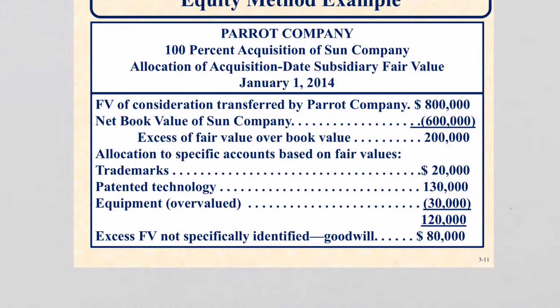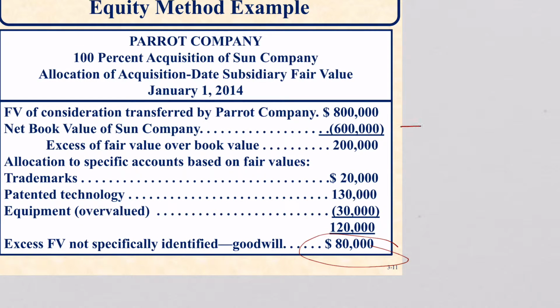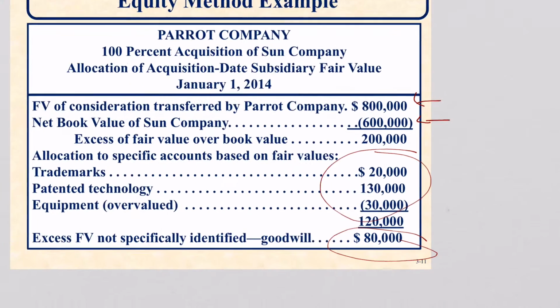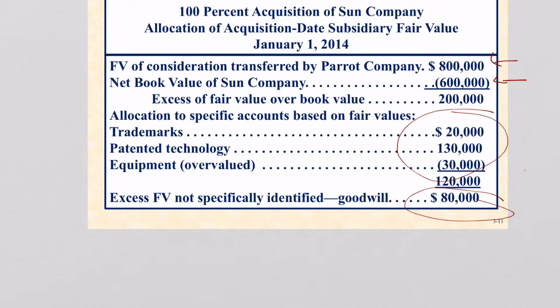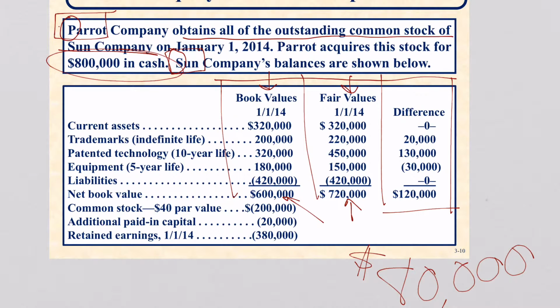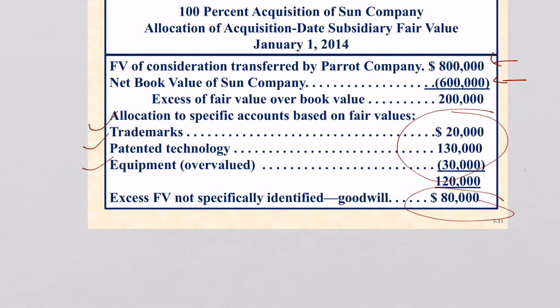Okay, so we've got goodwill of $80,000. We've got differences explained between the book value and the purchase price and the fair value of the net identifiable assets, which are trademarks, patented equipment. If you have any doubts, just rewind and go back to this and make sure you can get to this.